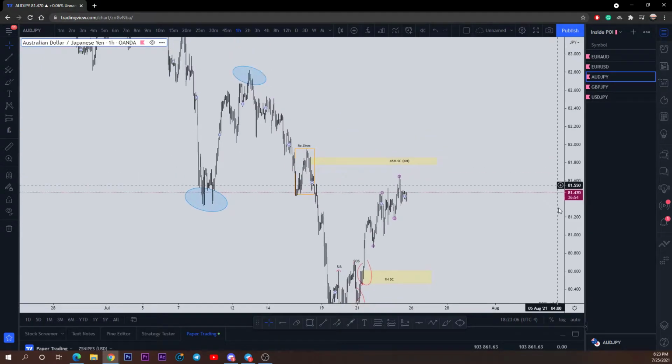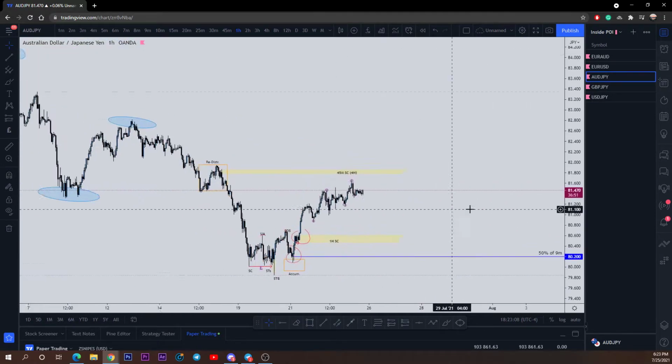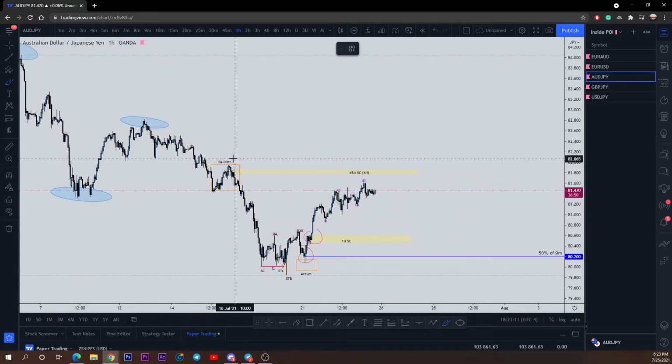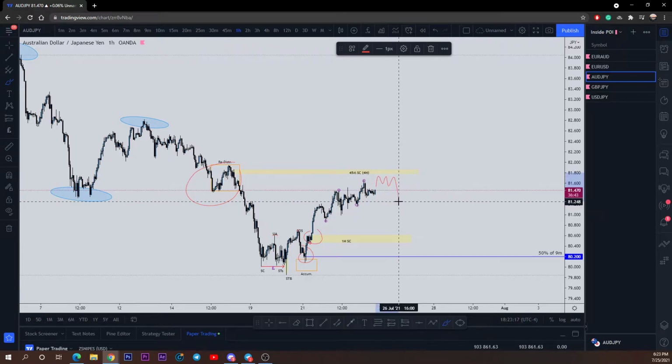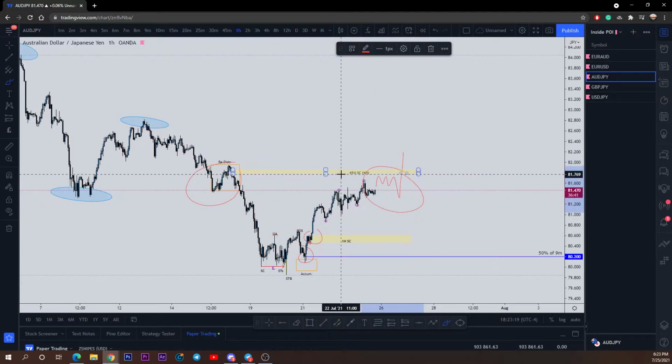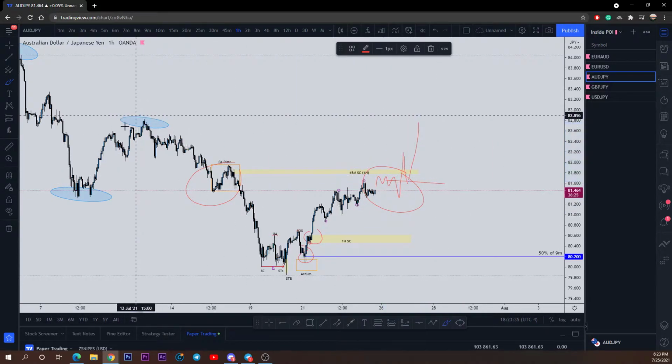Even if, and listen to this, even if we break this redistribution out here, most likely we're going to react here and create a reaccumulation. That's most likely what happens. We just create a reaccumulation. So if we create a reaccumulation here, as I said before in my demand and supply area, this supply will now be turned into demand. So we just buy here, go to the upside, and then we wait for reactions here.